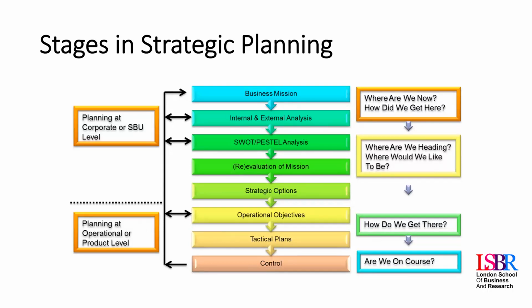We then have what we call operational objectives. Now, these are the point at which you start turning your strategy into tangible goals, tangible objectives, tangible to-do things. So these are your operational objectives. These are things that your business will look to do now to achieve that strategy.